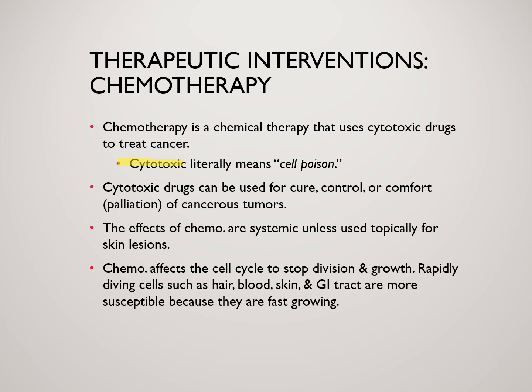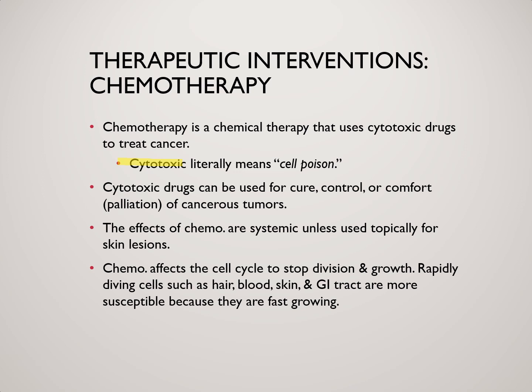Cytotoxic drugs or chemotherapy can be used to cure, control, or provide comfort, palliation, of cancerous tumors. It can be used to shrink the tumor, get it off those nerve endings so it's not causing so much nerve compression, causing pain. The side effects of your chemo are systemic, body system wide, unless they're used topically for skin lesions.